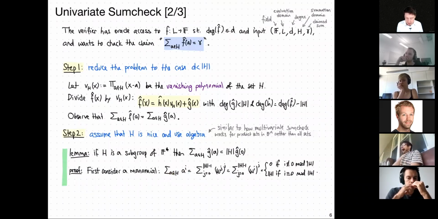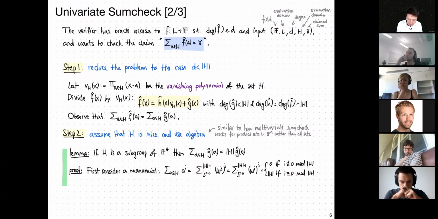Now, a, because it's in the cyclic subgroup, can be written as omega to the j for some j, right? So now we have the sum of omega j to the i. I swap the indices, and basically now we have a sum of all the powers of this particular power of the generator of the group. And we know that if you sum up these things, you're going to get 0 if i is not 0 modulo h. Otherwise, you get h if i is 0 modulo h.